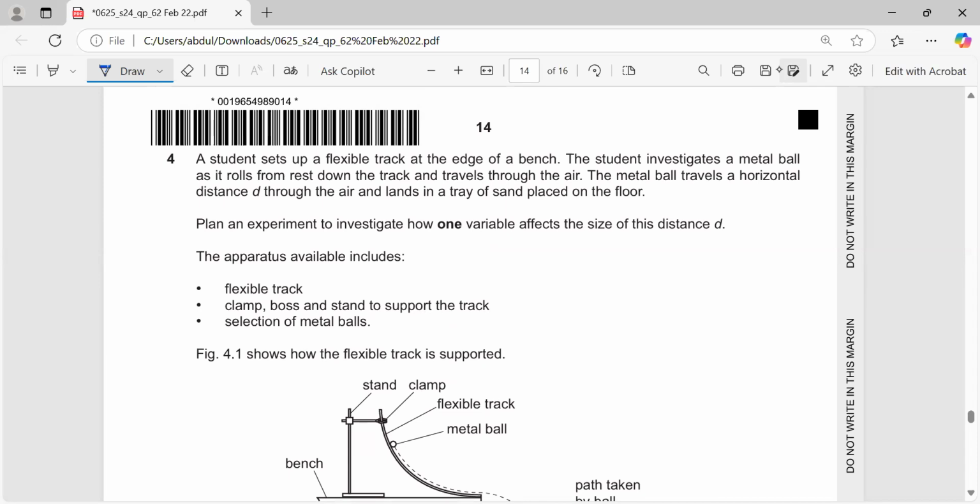So a student sets up a flexible track at the edge of a bench. The student investigates a metal ball as it rolls from rest down the track and travels through the air. The metal ball travels a horizontal distance d through the air, and it lands in a tray of sand.